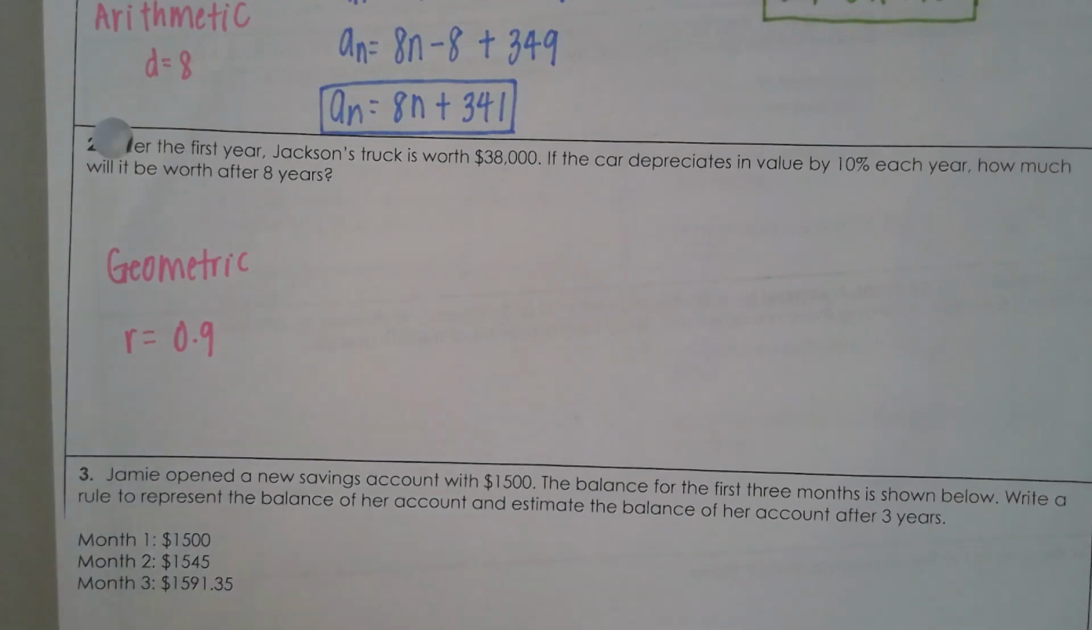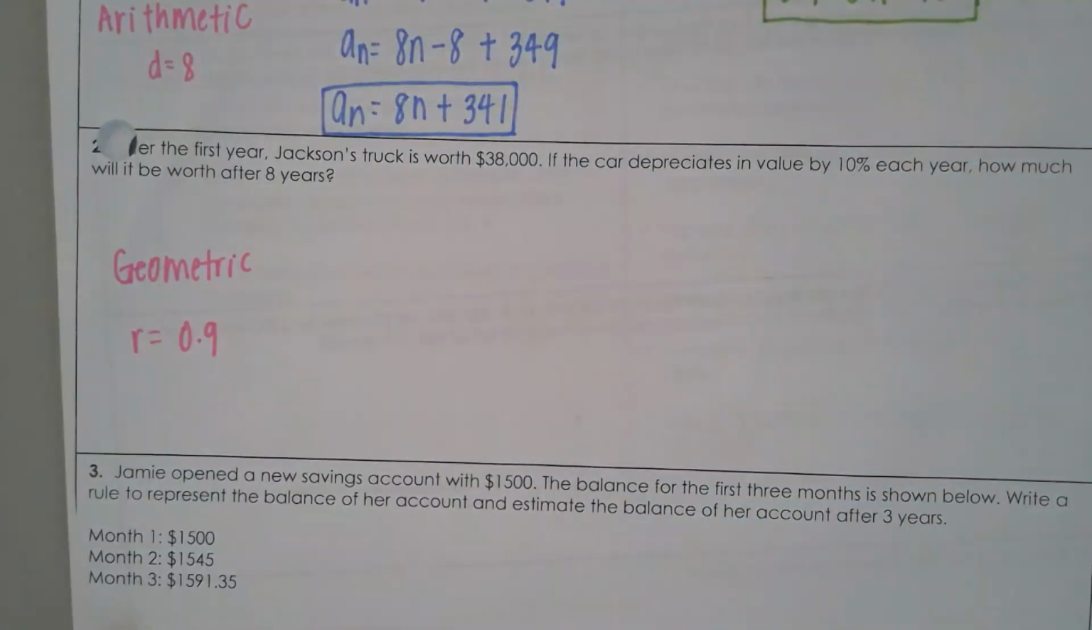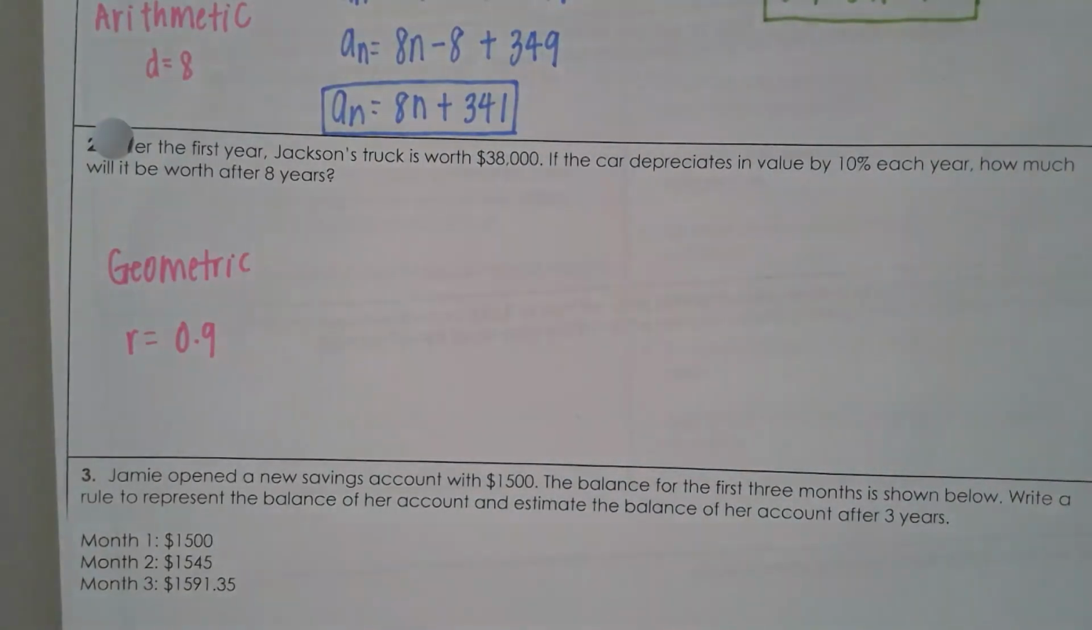It does not ask us for the rule, so we don't have to write out the general rule. All it says is how much will it be worth after 8 years. So am I only finding the 8th term, or am I adding its value after year 1 to its value after year 2 and keep adding the values?